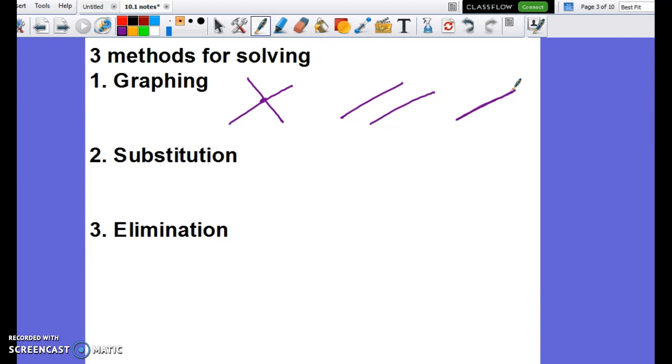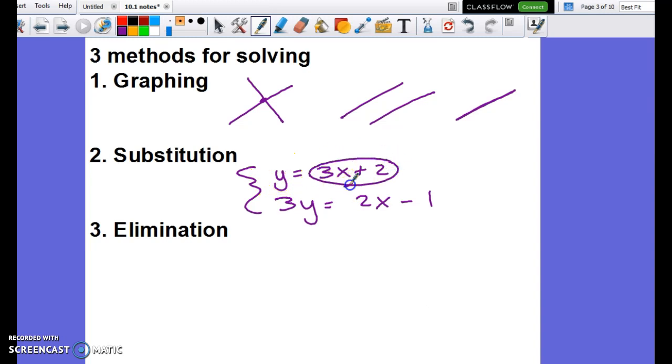Substitution. Substitution is nice when I either have one of my variables by itself, or I can easily get it by itself. Okay, so let's say you have something like this, and I already have y by itself. I can take this and plug it in for that and combine like terms and solve for x using algebra. Elimination is nice when all of your pieces are nice and lined up.